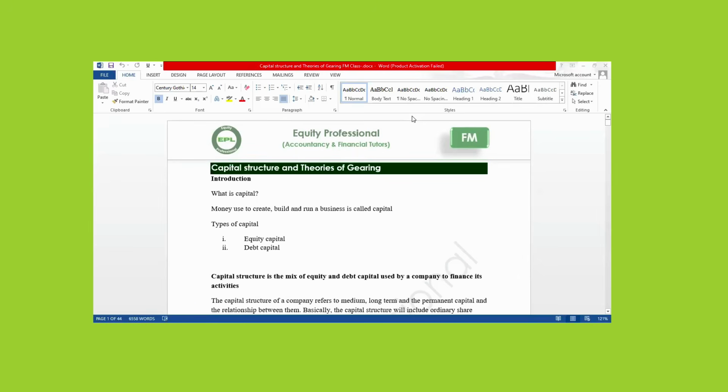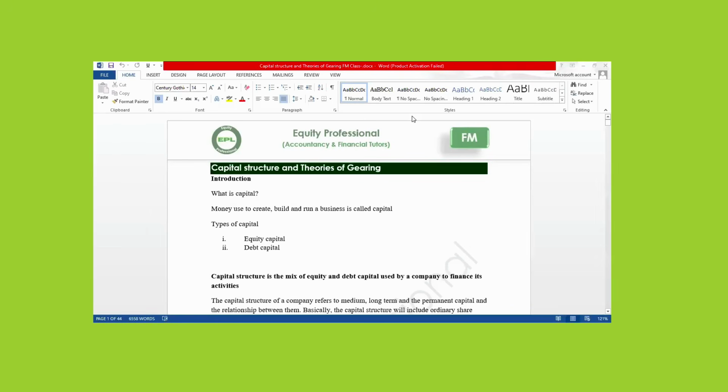Capital is the money used to create, to build, and to run a business. If you want to start a business, you require capital to start your business. If you want to expand your business, you require capital to build your business. And to run your business on a daily basis, we require capital. So capital is the money used to create a business, to build a business, and to run a business.